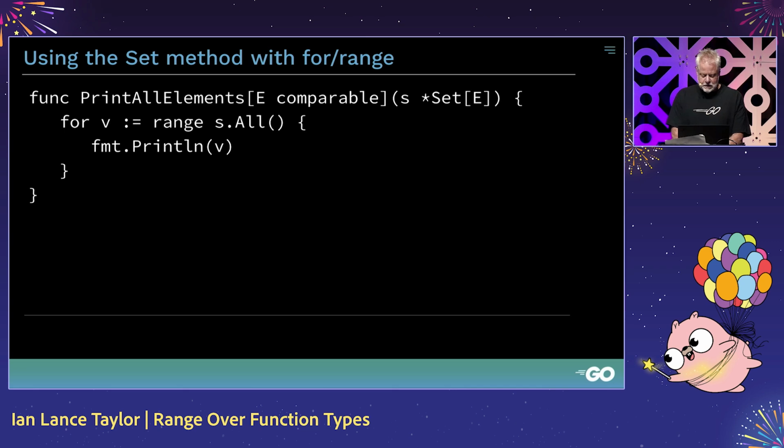Now, if you think about it, you'll see the compiler must be adjusting the loop to create a yield function to pass to the iterator returned by s.all. There's a fair bit of complexity in the Go compiler and runtime to make this efficient and to correctly handle things like break or panic in the loop. I'm not going to cover any of that in this talk. Fortunately, the implementation details are not important when it comes to actually using this feature.